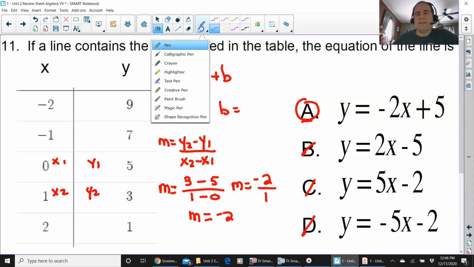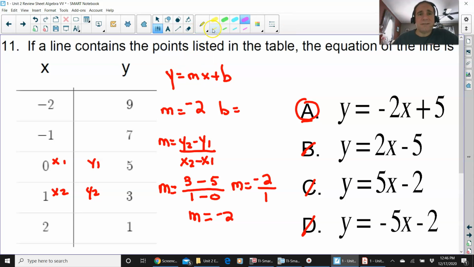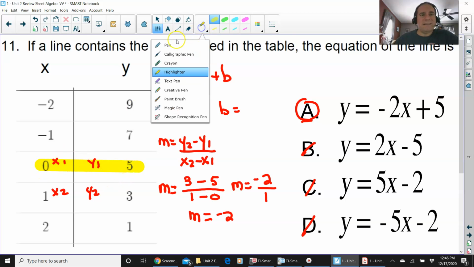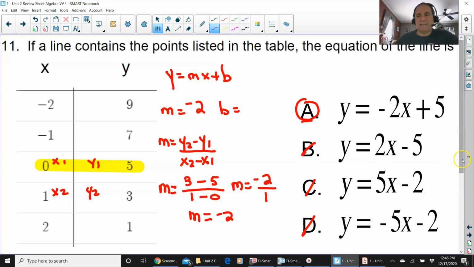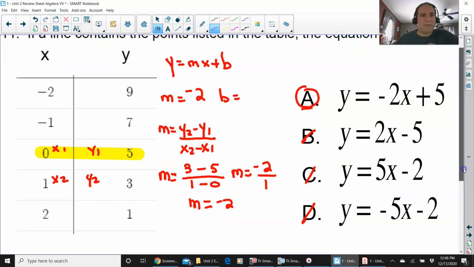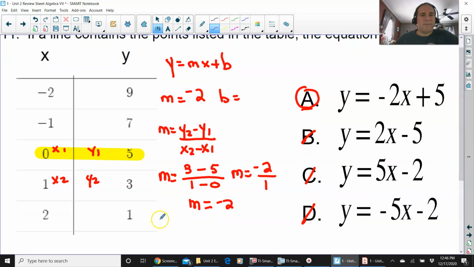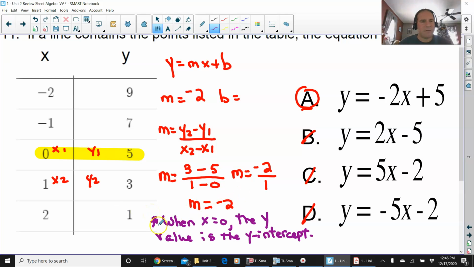Can anybody tell me what the y-intercept is? Yes, the y-intercept is 5. It says it in the table. When x is 0, the other value, the y value, is the y-intercept. So I put it right down on the bottom just to remind you that this is extremely important. When the x is 0, the y value is the y-intercept.